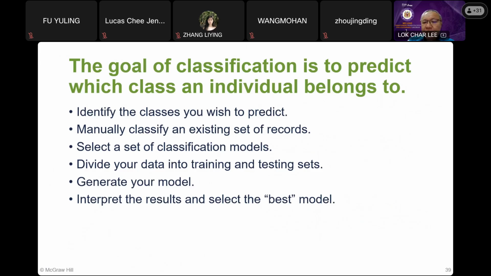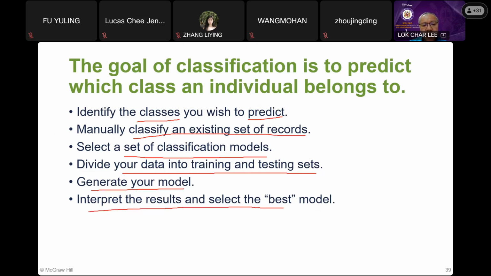Okay, the goal of classification is to predict which class an individual belongs to. Identify the classes you wish to predict. So what classes do I need to predict? Usually 1 and 0. So manually classify an existing set of records, and then select a classification model. Divide your data into training and testing sets. Generate your model, interpret the result and select the best model. This is exactly what you can do for your assignment. So for your assignment, you can follow these steps.